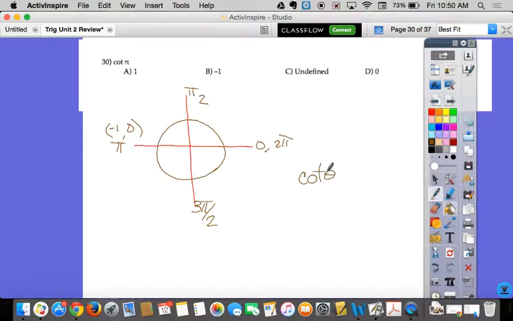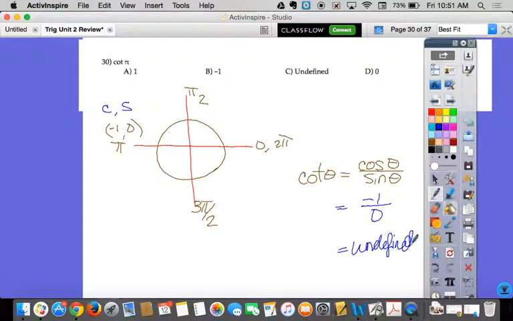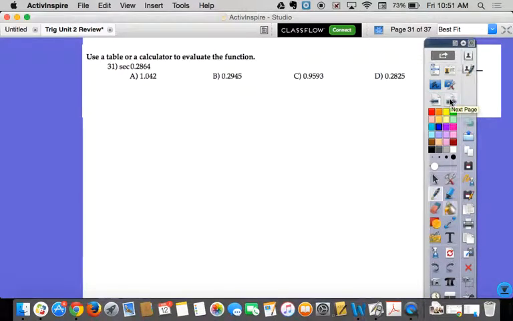Okay, cotangent. With your quotient rules, you were supposed to tell me that cotangent was cosine over sine. And remember, cosine is the first one, sine is the second one. So the cosine value is -1. The sine value is 0. Ooh, we have a 0 in the bottom. That would be undefined. C.